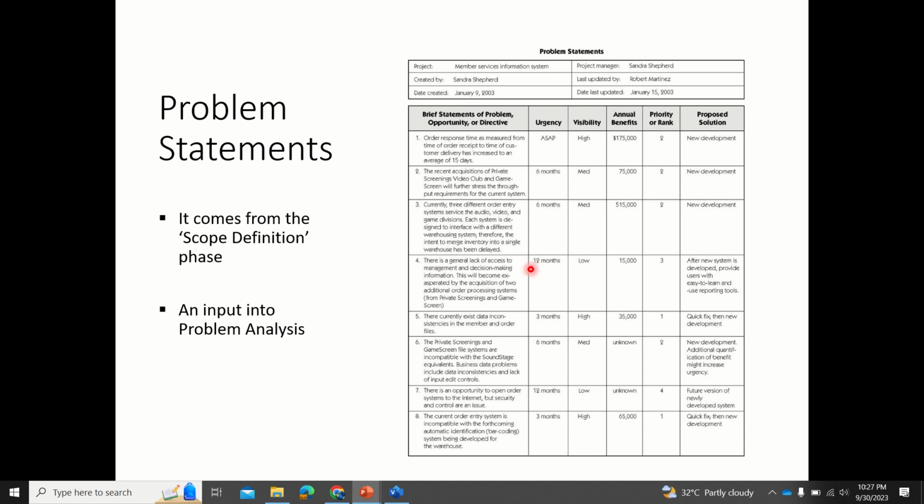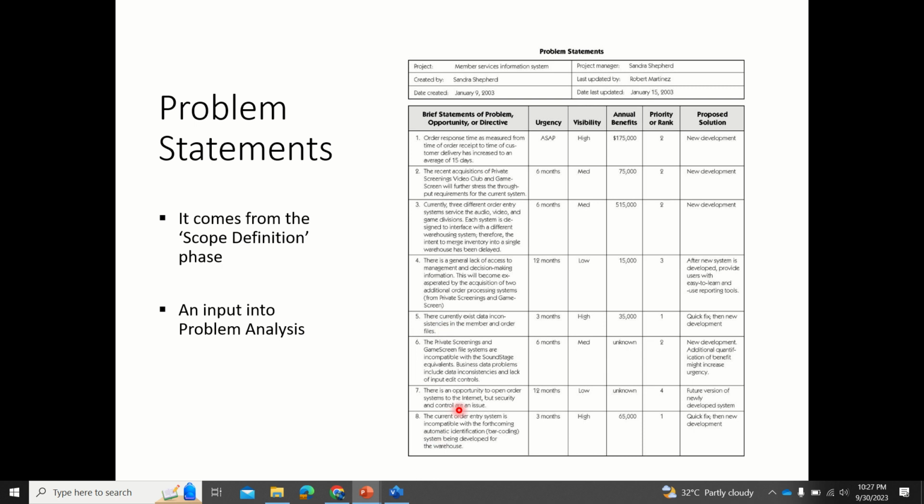So you can give more time for it to be achieved, right? And this is the annual budget or the benefits that you will get, and how you are actually going to prioritize. So there currently exists data inconsistency in the member and order file. So first, this is the first priority. You need to check whether it actually is there or not, and you need to analyze this particular problem first. Now the proposed solution is nothing but, when you analyze this, it's like a quick fix. Probably you could come out with a new development pattern so that you can avoid this particular issue.